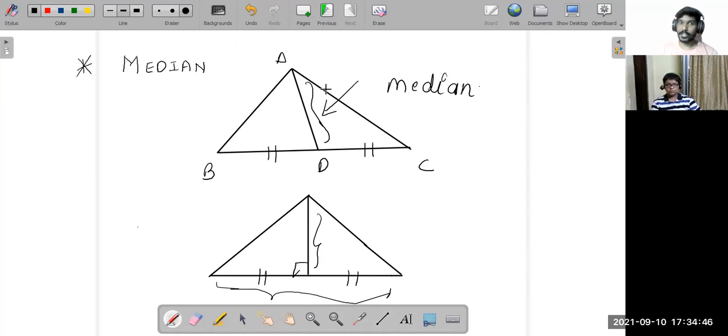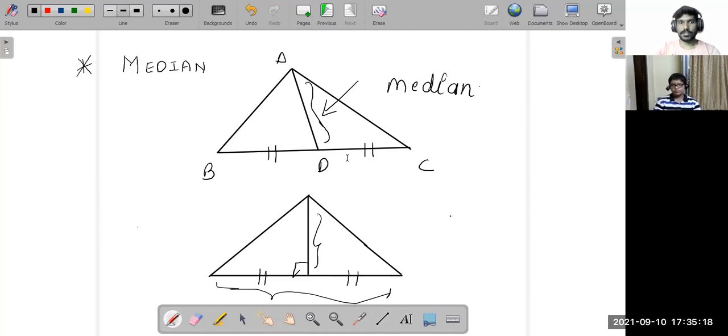Getting it? But a median divides the third side into two equal parts. So did you get the difference between median and altitude? Altitude is a perpendicular line, and median is a line that joins the vertex of the triangle to the center of the third side.